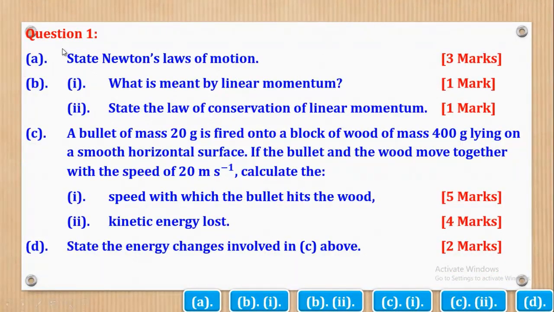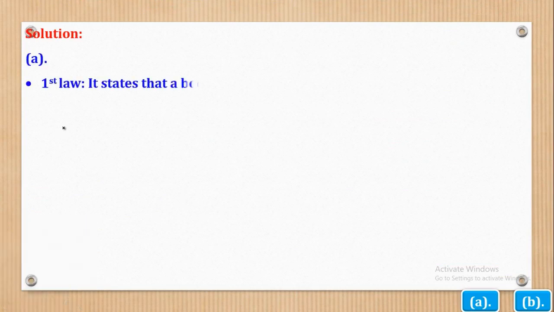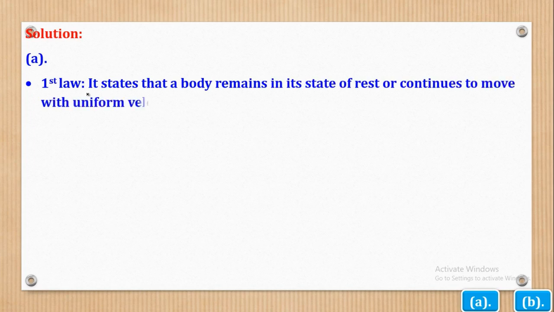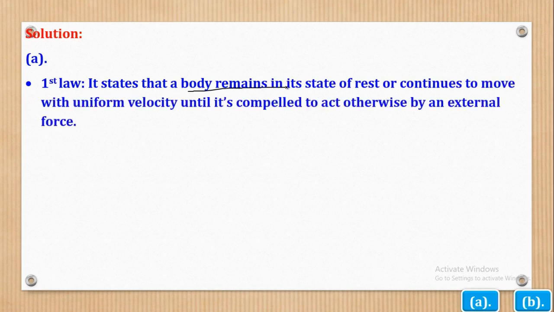So we shall start with question 1. Part A says, state Newton's laws of motion. The first law states that a body remains in its state of rest or continues to move with uniform velocity, know that word, uniform velocity, until it's compelled to act otherwise by an external force. So that word, external force, is needed. That was the first law.